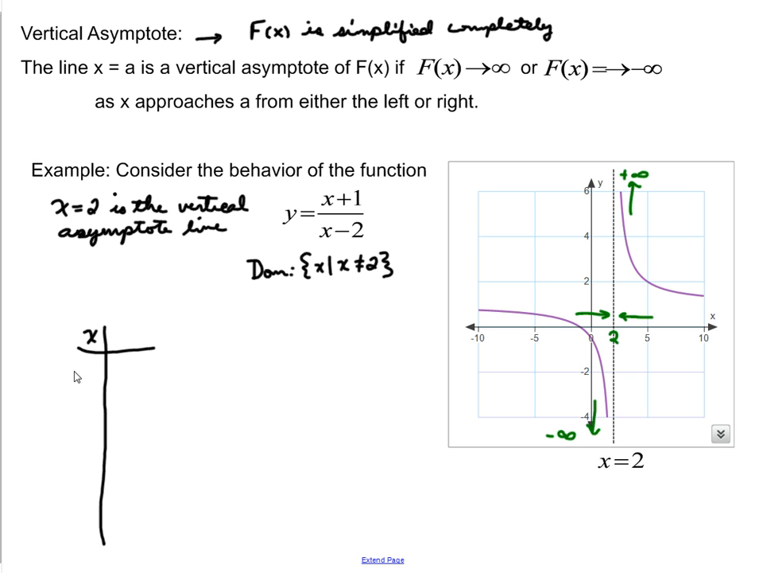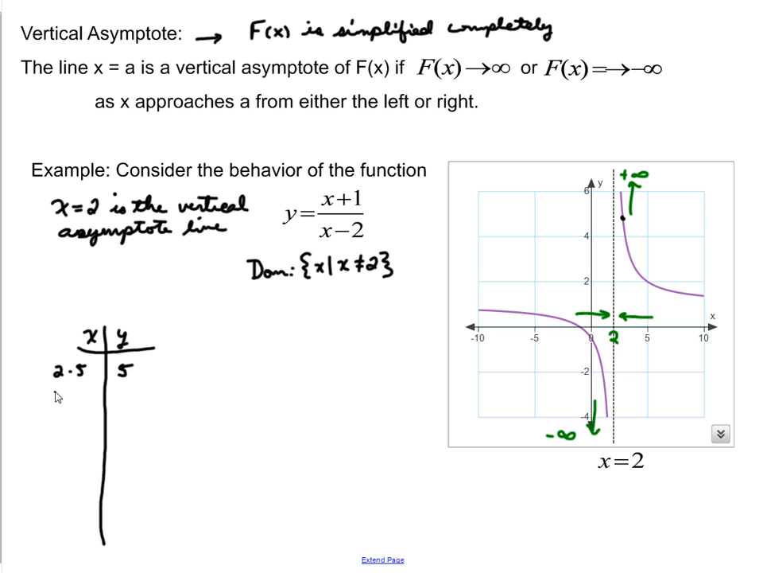Let's start with something pretty close to 2. How about 2.5? Let's see what's going to happen. If I put 2.5 into my function, I get 2.5 plus 1 over 2.5 minus 2, which is 3.5 divided by 0.5. That's going to be y equals 7. Well, we can kind of see that, right? Right here, that would be this point.